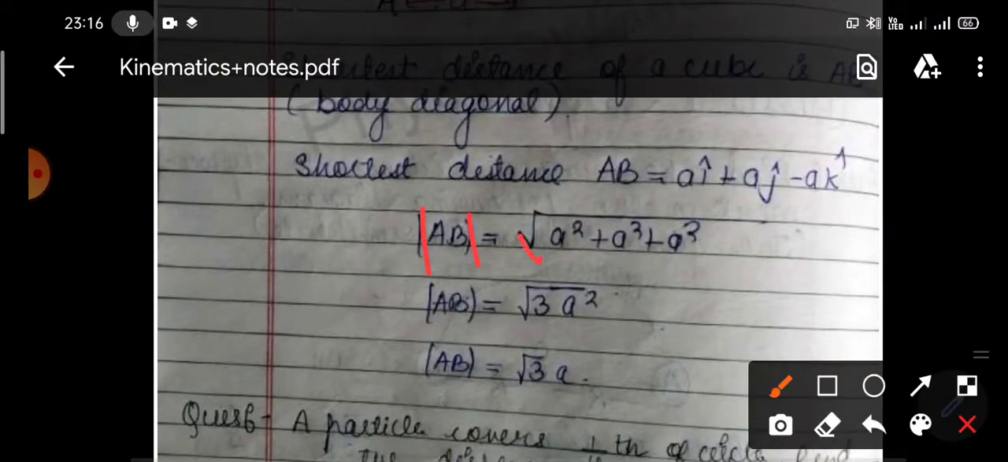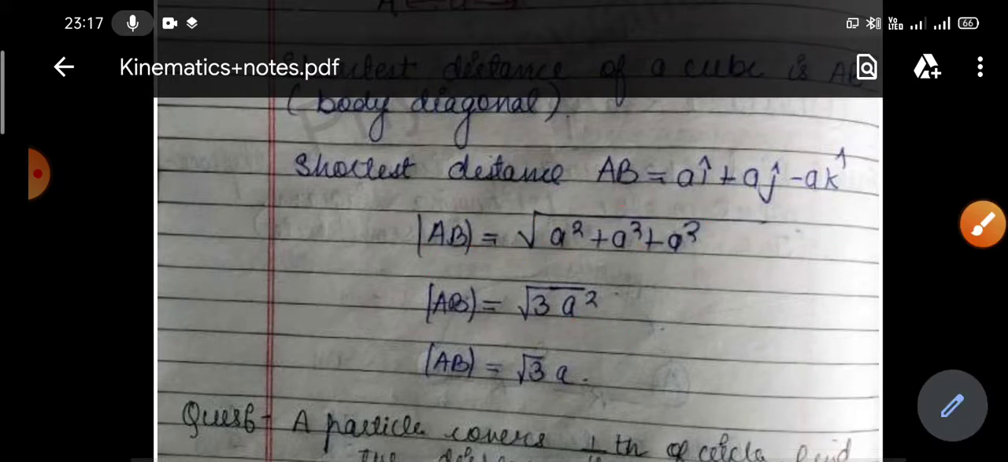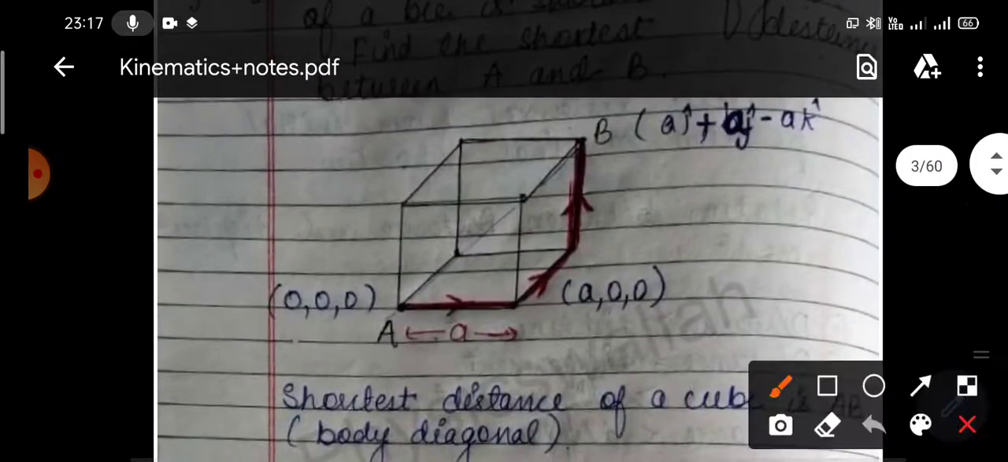Mod of AB is equal to root over a square plus a square plus minus a whole square. Okay, so that means a square plus a square plus a square, that means 3a square. So a will come out, so root 3 a. So the length of this diagonal AB is equal to root 3 a.